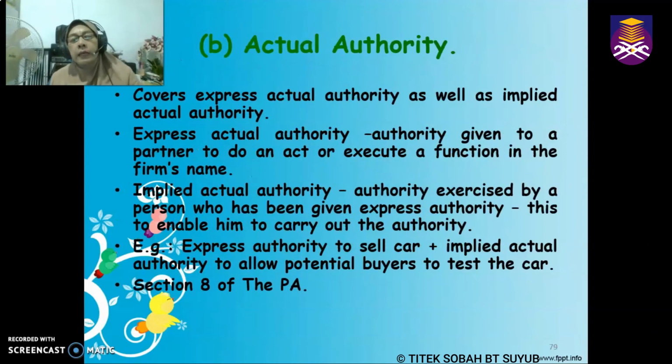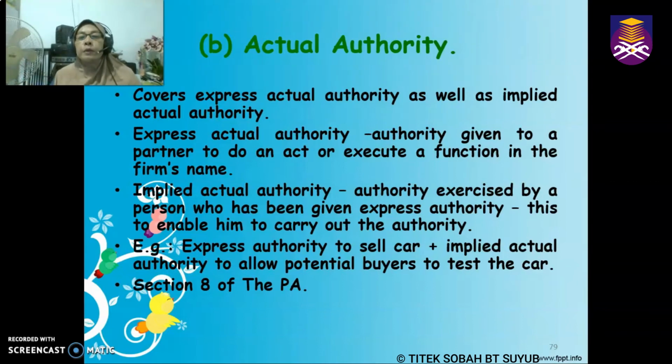Okay, so now let us have a look at the actual authority. This actual authority covers express actual authority and also implied actual authority. What is express actual authority? This is an authority given to a partner to do an act or execute a function in the firm's name. So meaning it is written, or stated somewhere, that this can be done by the said partner. Like myself, my express actual authority is inside my agreement with UiTM. Every semester I will be given the loading and the timetable. This is an express authority. I have to teach this class and that class.